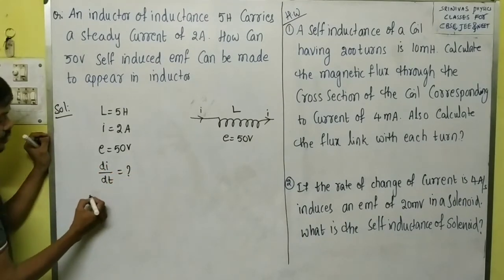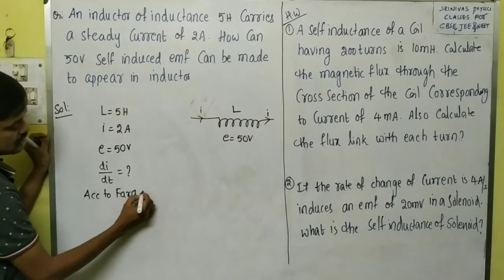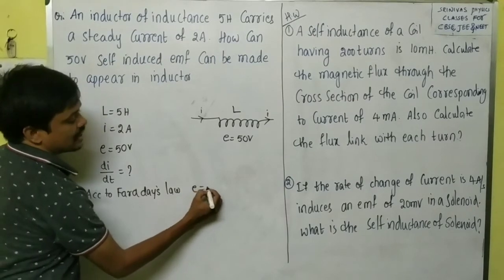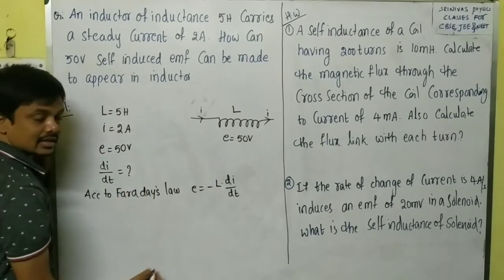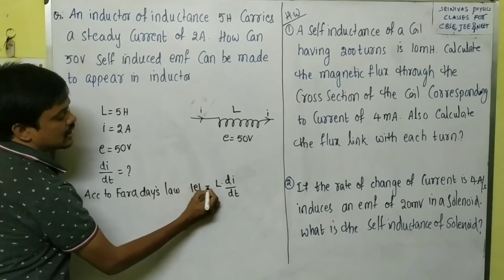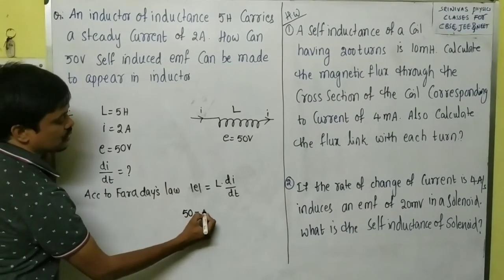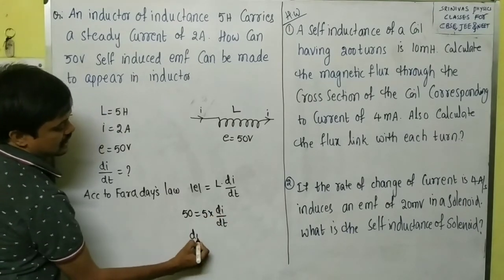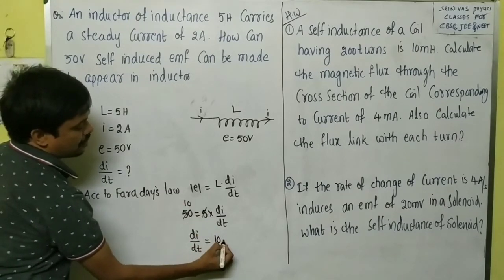It is very simple. We write the induced EMF according to Faraday's law, right? Induced EMF is minus N d phi by dt, but in self-induction we write it as minus L dI by dt. We want to write only the magnitude, so we take only plus. Then the induced EMF is 50 volts, which is equal to L, 5 Henry, times dI by dt. Right, what is dI by dt? dI by dt is 50 divided by 5, which is 10 ampere per second.